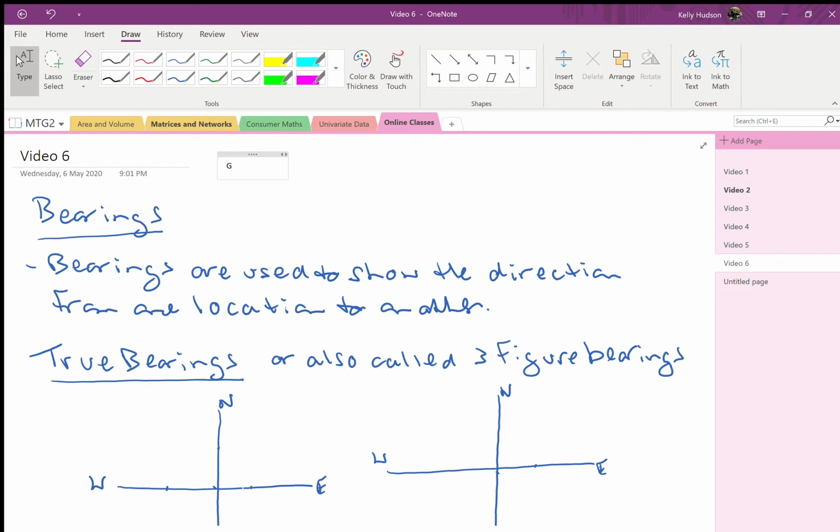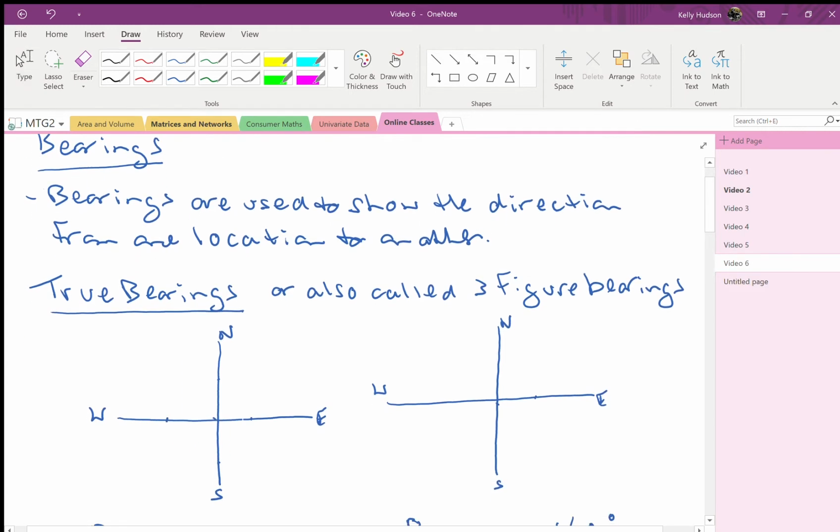Okay, well this is the last part of the course for measurement, and this is to do with bearings. So what exactly are bearings? Bearings are used to show the direction from one location to another, for example, if a person was using a map, orienteering, or navigating using a GPS in a car. So a bearing has a starting point and a direction.